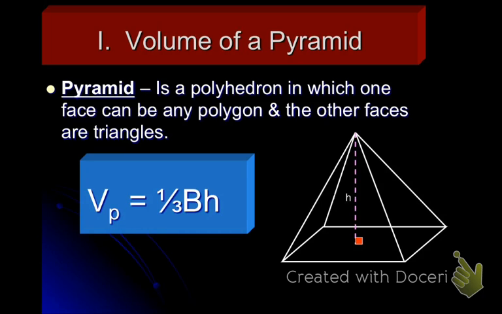In this case, notice that the height is what we call the altitude, and if you can kind of tell, that dotted dashed line is going down straight from the vertex at the top through the center to the base. So it's perpendicular to the base, this height of how far away that vertex is from the base.